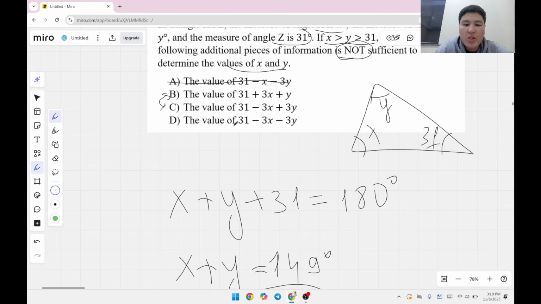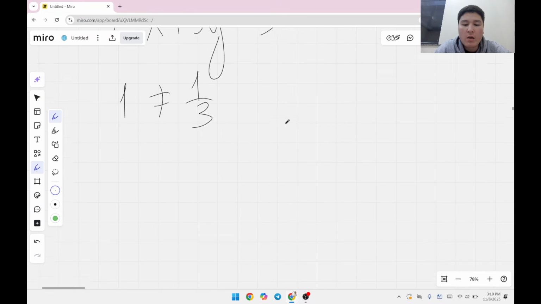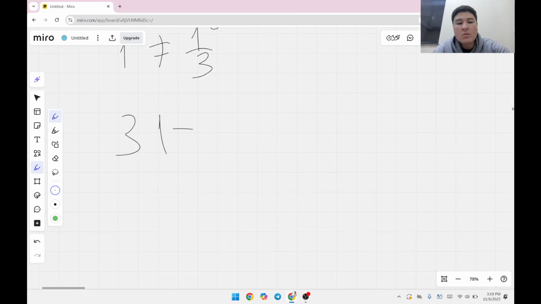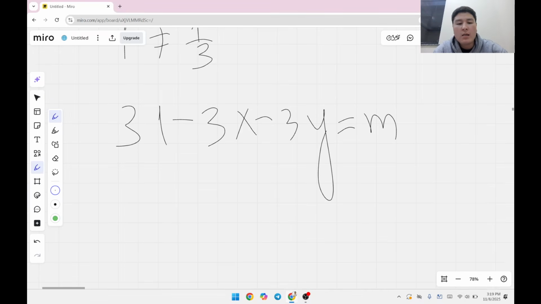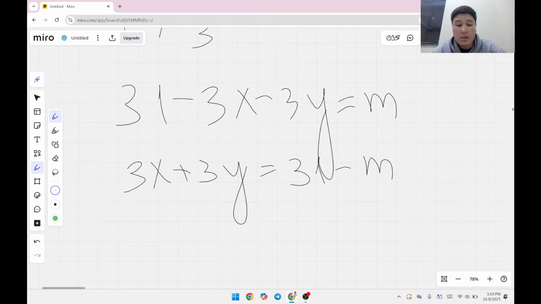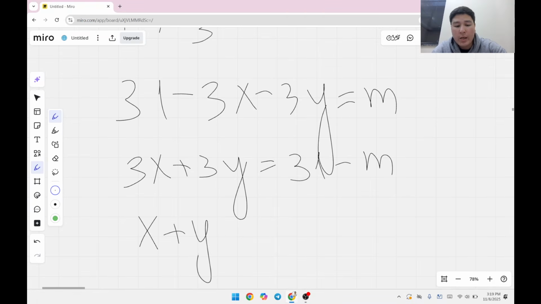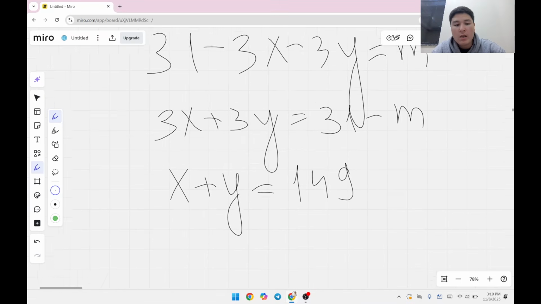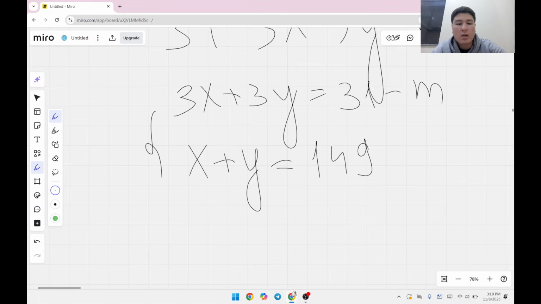And what about option D guys? Let's write it down again: 31 minus 3x minus 3y. Again I'm just saying that equals m. And then if you simplify, you're gonna have 3x plus 3y equals 31 minus m. And the first equation you have is x plus y equals what? 149, right? And if you use the rule here, we have 1 and 1 here, so 3 divided by 1 is 3, 3 divided by 1, 3. And then the last one is 31 minus m.